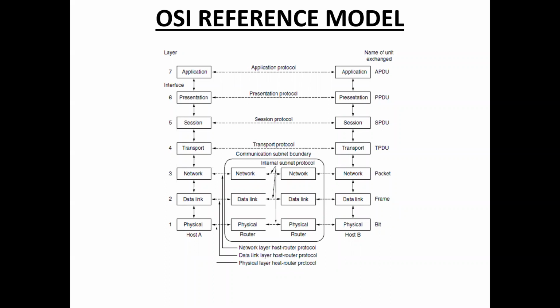This communication is via a network of intermediate systems through only 3 layers: physical layer, data link layer, and network layer. The communication between intermediate systems happens at only these 3 layers.